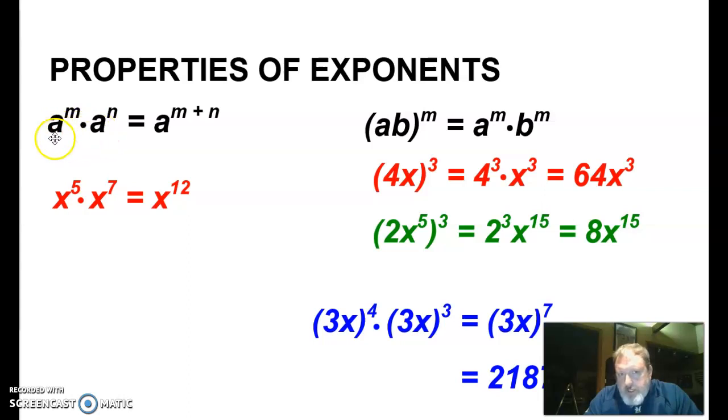If you multiply two numbers of the same base, you add your exponents. So here you see we have both of these are base x, so 5 plus 7, x to the 12th.